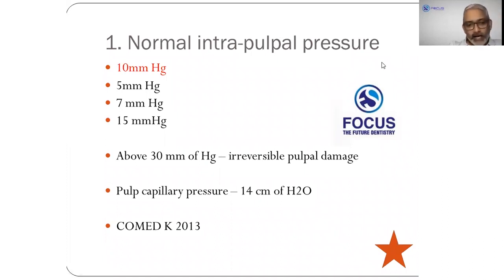Now, what is the pulp capillary pressure? Inside the pulp you have capillaries, and these capillaries have a pulp capillary pressure of approximately 14 centimeters of water. So you remember this is 10 millimeters of mercury, and your pulp capillary pressure is calculated as 14 centimeters of water. Make sure that your standardization of the values does not change.